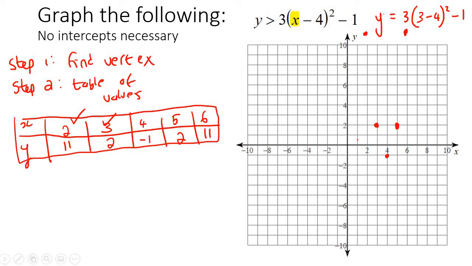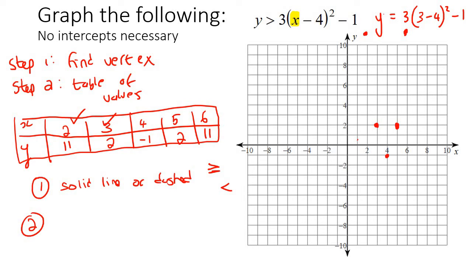Okay, now wait, we can't actually just draw this thing, because now we have to remember that this is an inequality. So we need to look at two things, right? First one is we need to know whether we're going to go solid line or dashed. So that's all about looking at whether there is a little line underneath like that, or whether it's completely open like that. So this one's completely open, so that means we're going to use dash. So let's quickly try to do this. There we go.